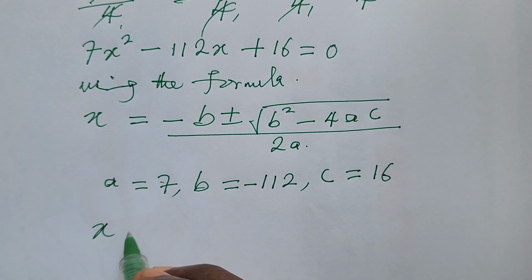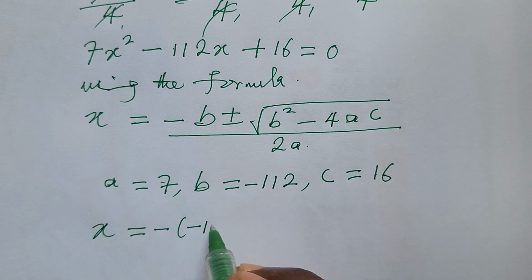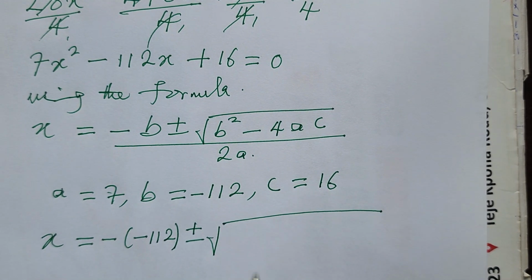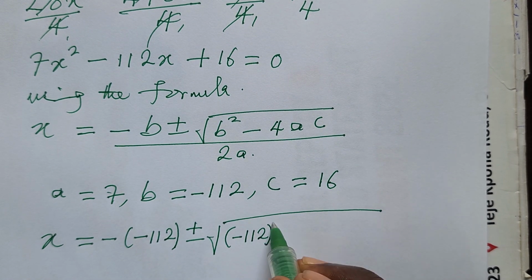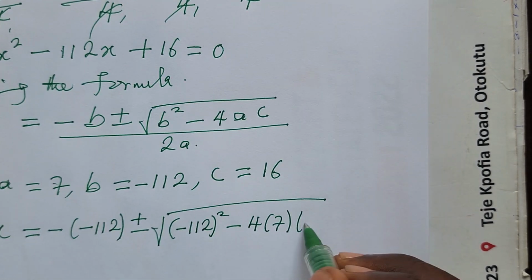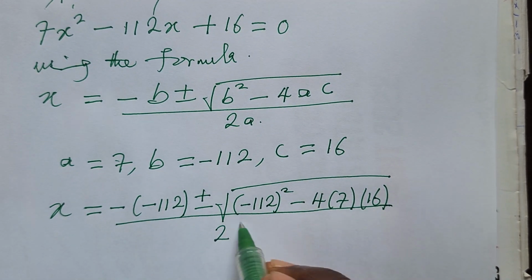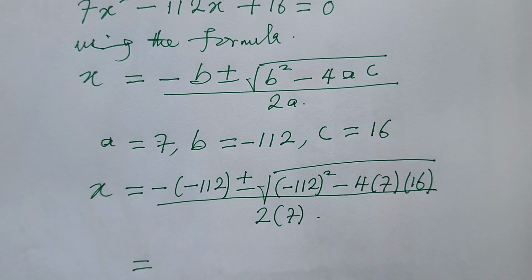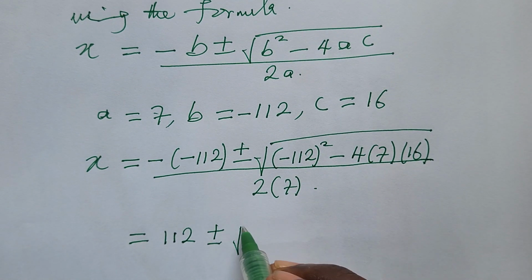So we're going to have our x is equal to minus, look at our b here. So we have here minus 112 bracket plus minus the square root. So again, our b, we put it inside here, minus 112 all to the power of 2 minus our 4. Our a is 7, our c is 16. So bracket everything all over 2 into 7. Okay, so we go again. So this will give us here plus 112 plus minus square root.